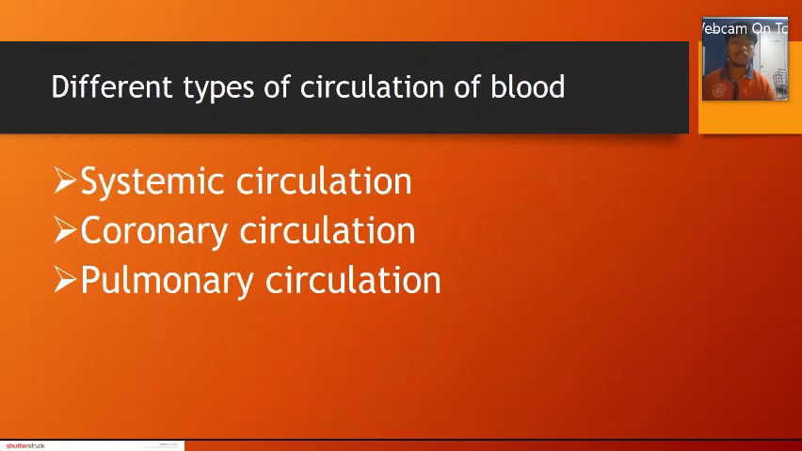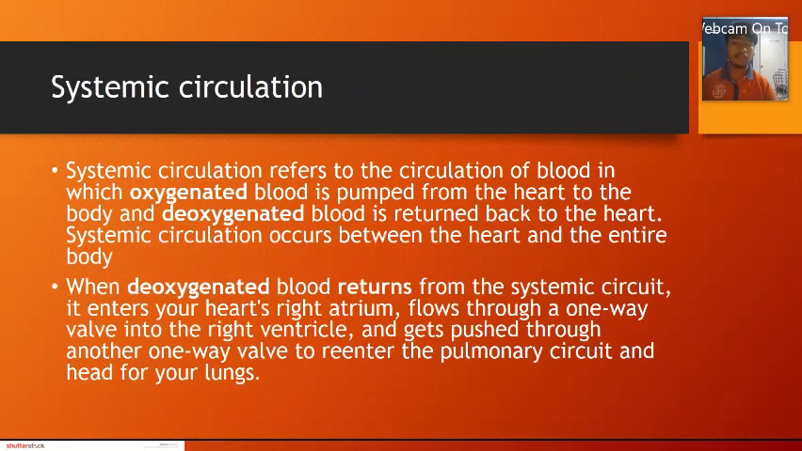There are three types of circulation of blood: systemic circulation, coronary circulation, and pulmonary circulation. Systemic circulation. Systemic circulation refers to the circulation of the blood in which oxygenated blood is pumped from the heart to the body, and deoxygenated blood is returned back to the heart. Systemic circulation occurs between the heart and the entire body.